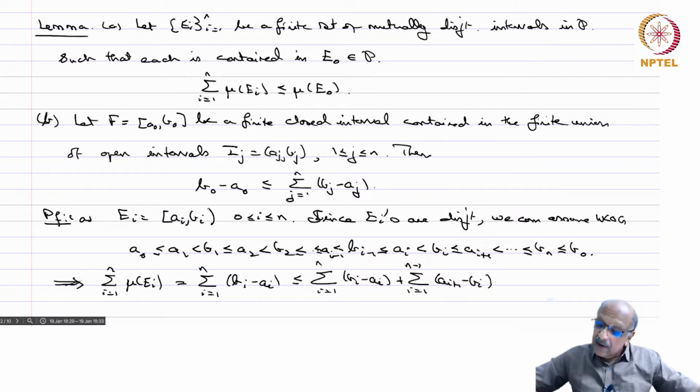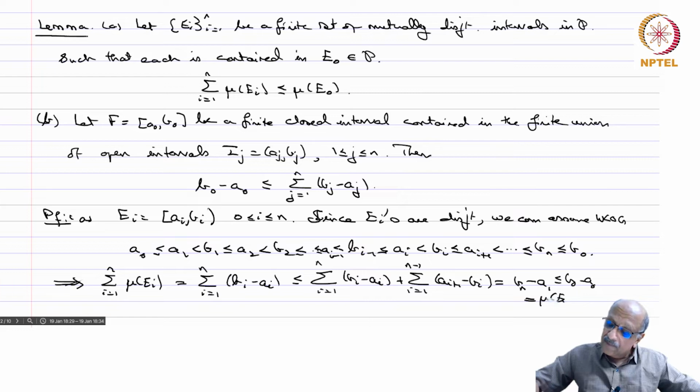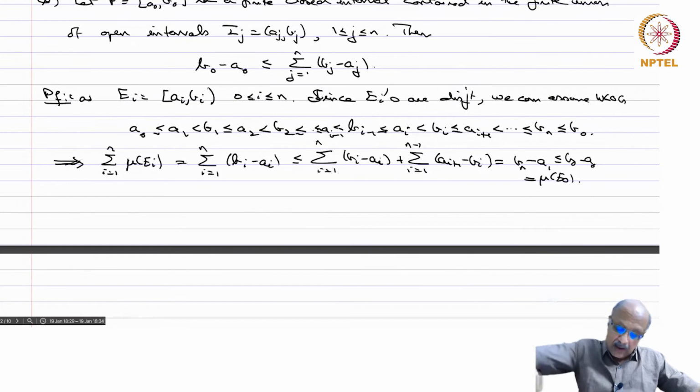And then this telescopic sum becomes bn minus a1, and that is less than or equal to b naught minus a naught, which is mu of e naught. Okay, so that proves A. Now what about B?